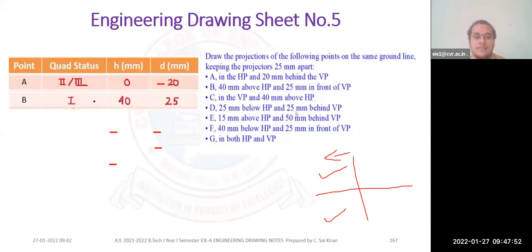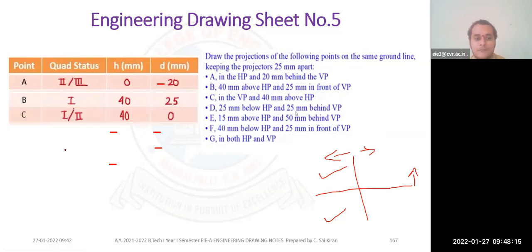And whenever H is positive and D is positive, it will be in the first quadrant only. It doesn't deal with others. Whenever it is 0, it may be in more than one quadrant. Whenever it is positive or negative, it will be only one quadrant.